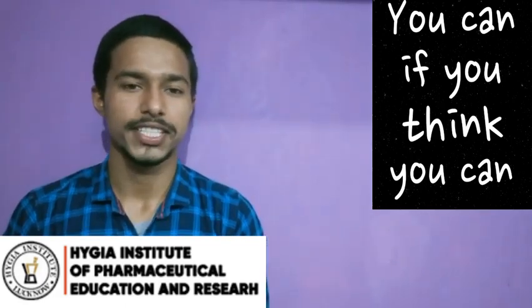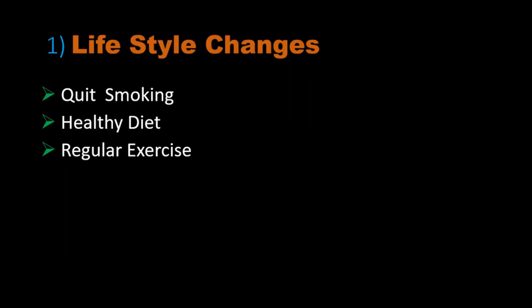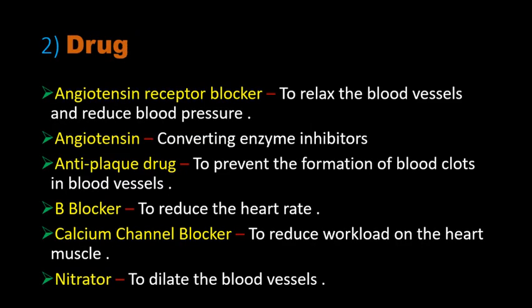Now we go to the next section, which is treatment. It basically involves three types of treatment. First is lifestyle changes, second is drug therapy, third is surgical procedure. In lifestyle changes, patients should quit smoking, have a healthy diet, and exercise regularly. In drug therapy, there are many drugs used to treat ischemic heart disease.